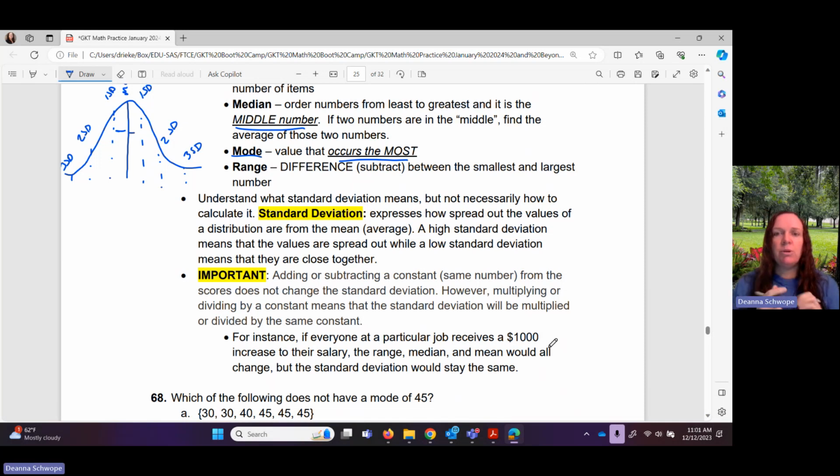So for instance, if everyone at a particular job receives a $1,000 increase in their salary, the range is going to change because everything's shifted up. The median is going to change because the numbers are changed. The mean will change, but the standard deviation will stay the same.